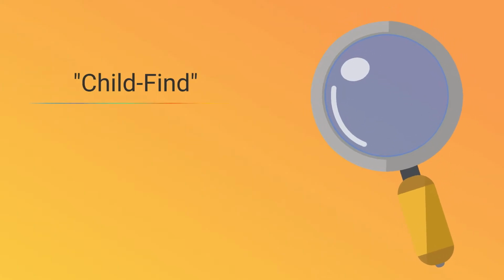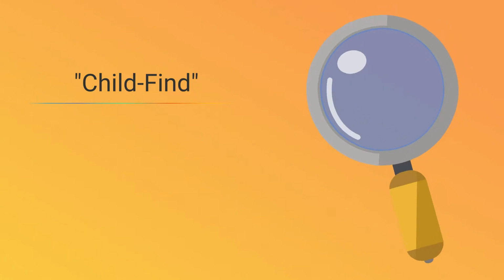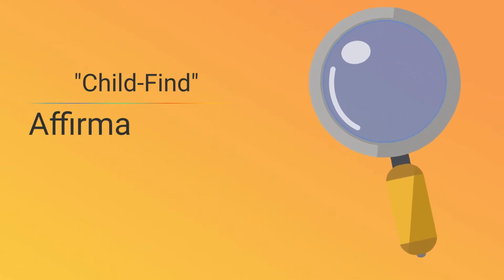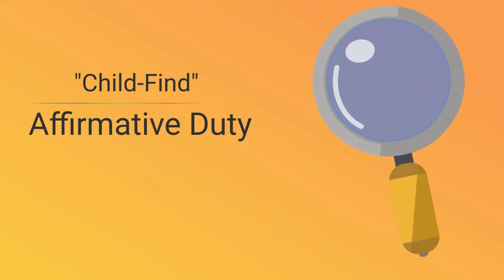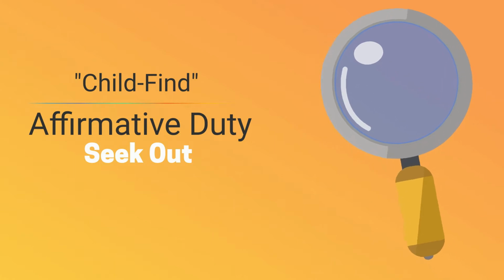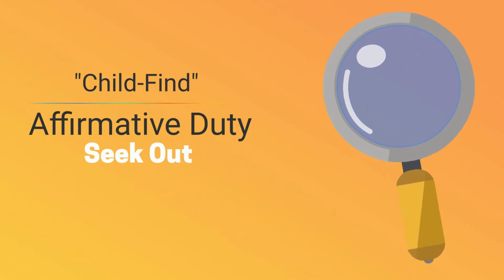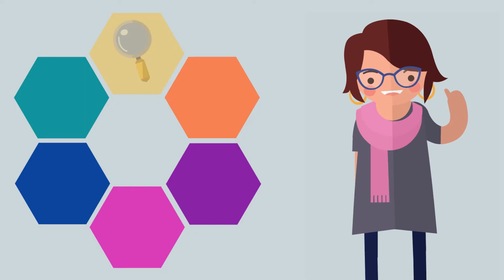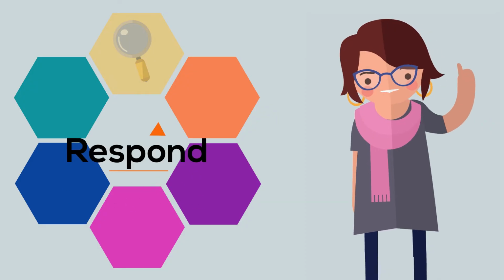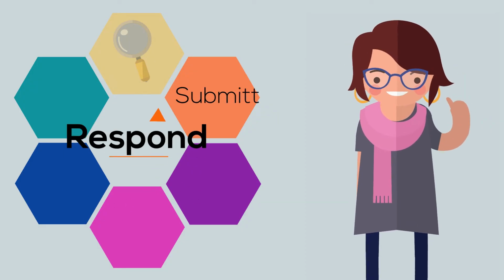The term child find is not explicitly stated in the Section 504 regulation, but the school system has an affirmative duty and responsibility to seek out and refer any student when they suspect that they have a physical or mental impairment. Once a referral is submitted, the next stage of the Section 504 process is for the school system to respond to the submitted referral.